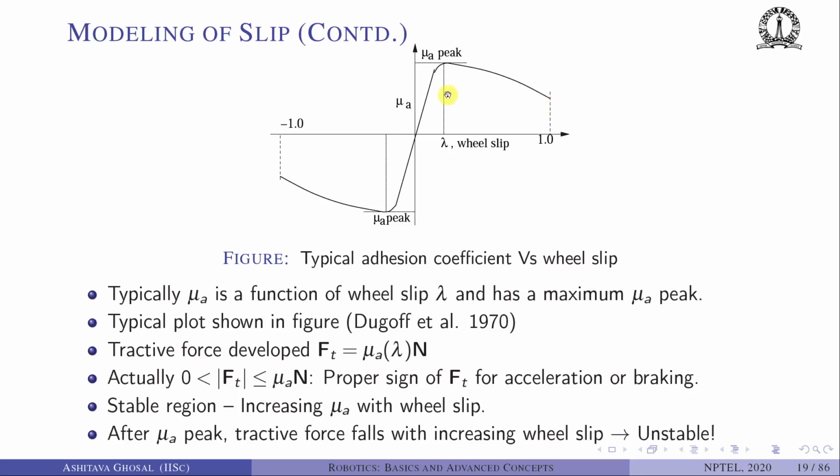Okay, so it is very important for any wheeled mobile robot to be operating in the stable region. And what would be the best place to operate? We would like to operate very close to the peak, but on the left hand side, because remember, if mu a is large, the tractive force is large, and hence we can move faster. So the typical region is on the left of this peak, but as close as possible. We don't want to go on the right, because then it starts slipping more. It is unstable.